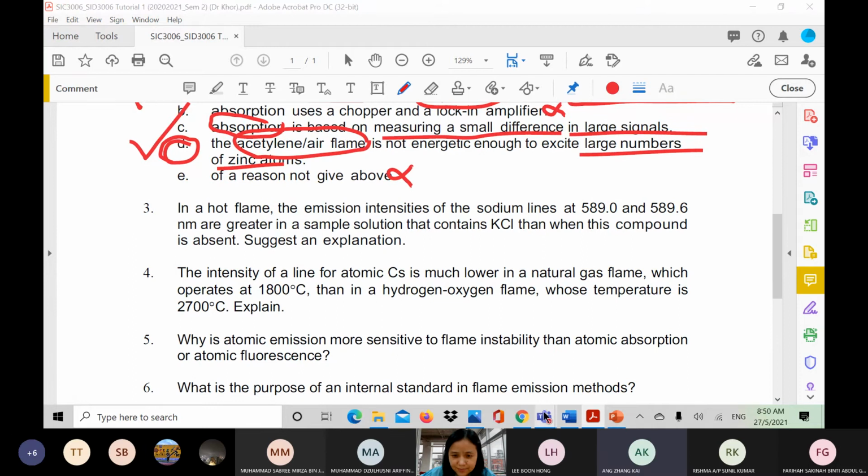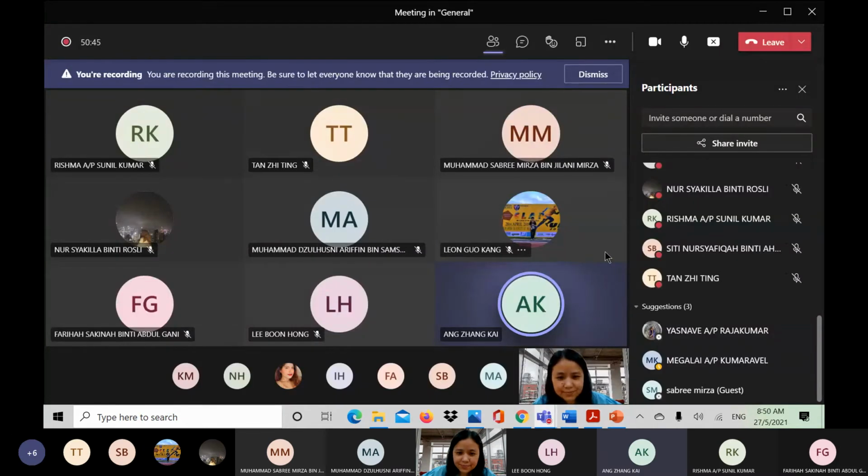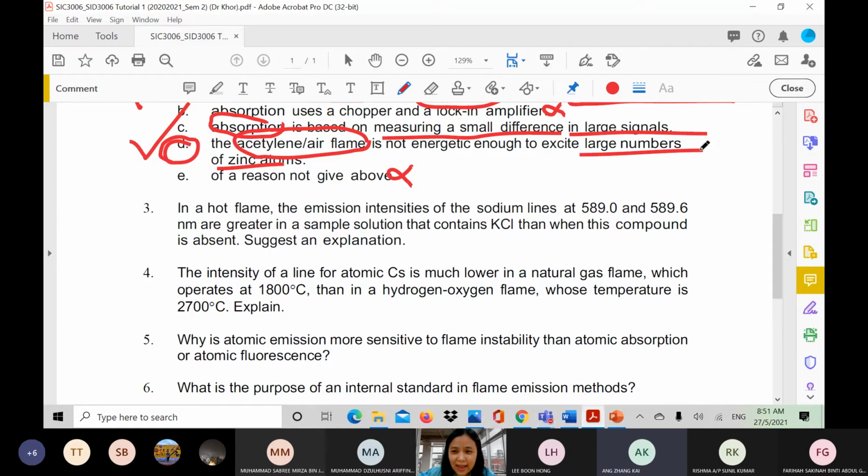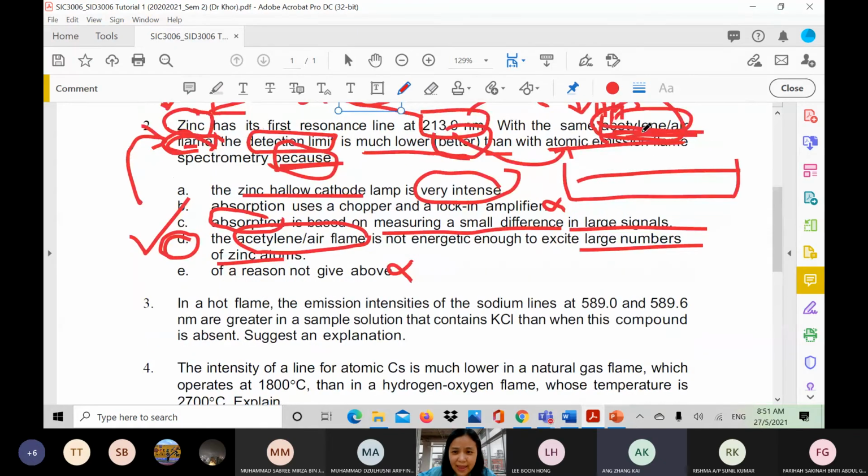Excuse me, doctor, I just want to clarify the answer D: is the acetylene air flame in terms of AES or AAS? Both. In AAS, the acetylene air flame is the atomizer. Because in AAS we have atomizers: we have the flame atomizer, and we have the graphite furnace, right?